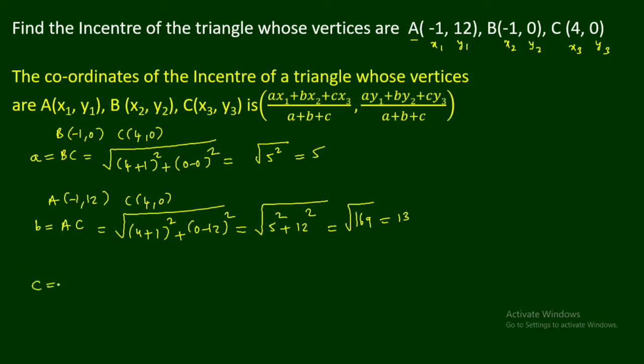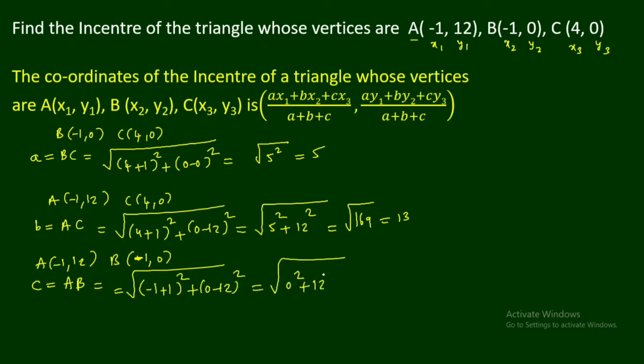Next we have to find small c, which is the side opposite to angle C, equal to AB, where A is equal to (minus 1, 12) and B is equal to (minus 1, 0). So which is equal to root of (minus 1 minus of minus 1) whole square plus (0 minus 12) whole square, which is equal to root of 0 square plus 12 square, which is equal to 12. Now we got the values, where a is equal to 5, b is equal to 13, c is equal to 12. Now we will substitute in this.